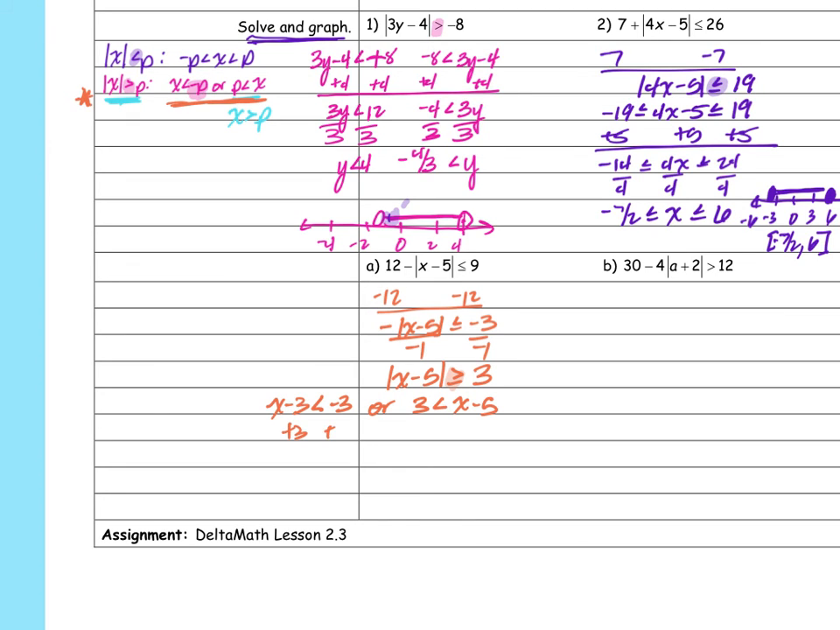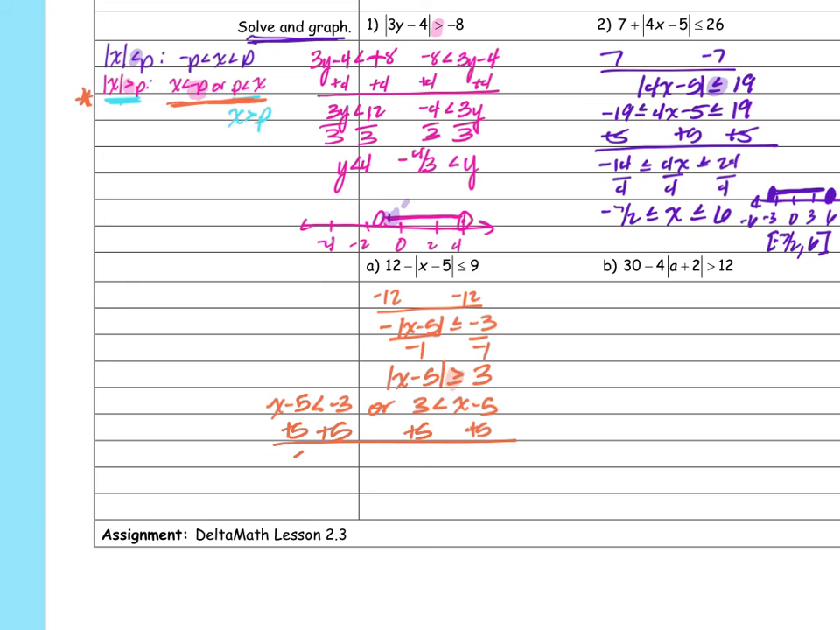Add 3, add 3, add 5. I am so sorry. Where did the 3 come from? Because I can't write. This should be 5. Let's try that again. Add 5, add 5. So I'm adding 5.